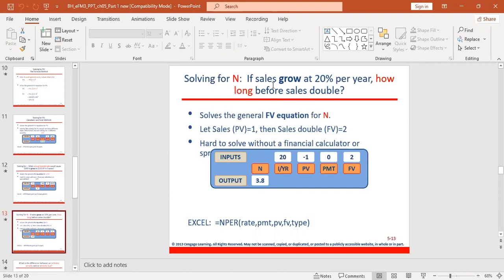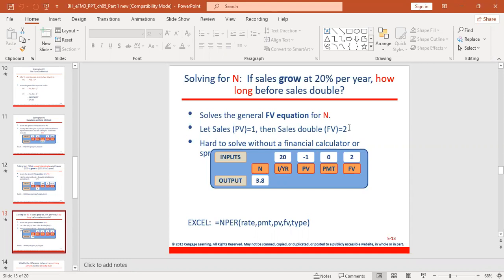We are not told what the future value is, but we can deduce. If sales grow at 20% per year, how long before sales double? What is sales? We don't know. So we can say, let sales, for example, equal 1. In this case, sales is our PV. If sales double, it must be twice 1, so the FV will be equal to 2.